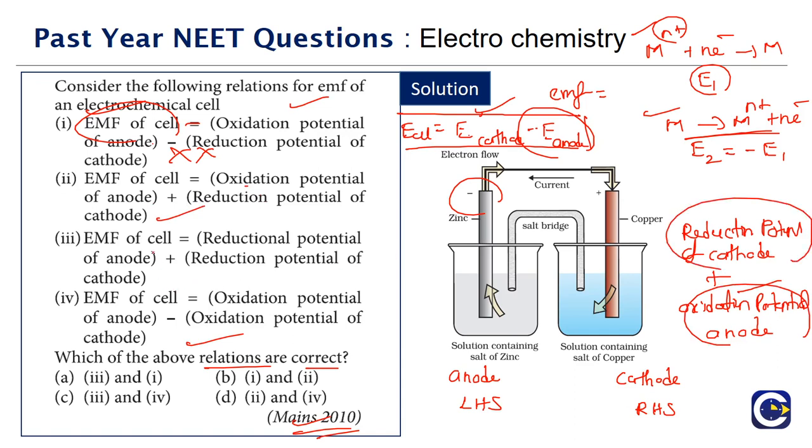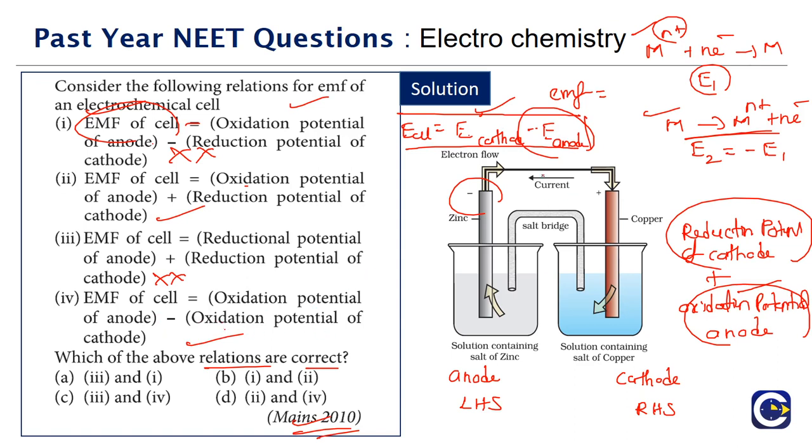Now we look at option 3. Option 3 is talking in terms of what? Reduction potential of anode plus reduction potential of cathode. This is not correct, right? What is our normal formula? The cathode reduction potential minus anode reduction potential. Then look at the 4th one: oxidation potential of anode minus oxidation potential of cathode.